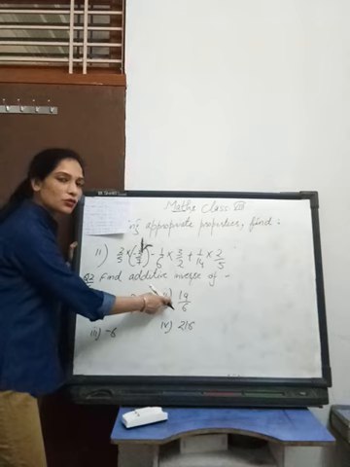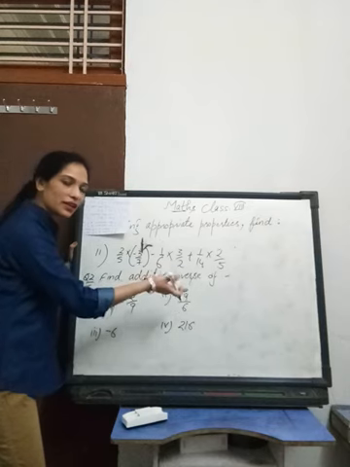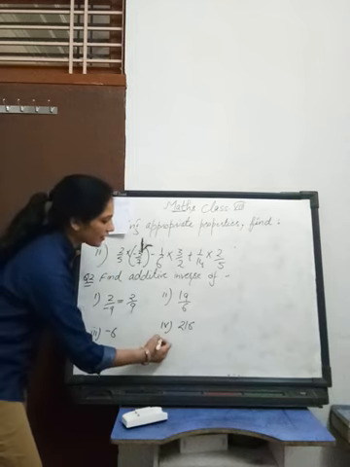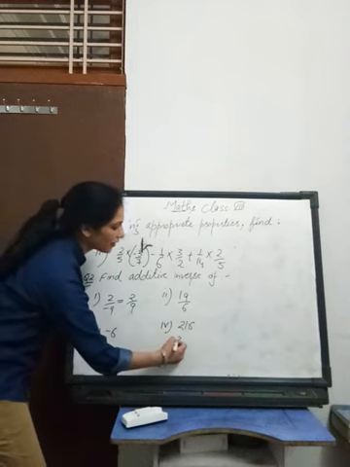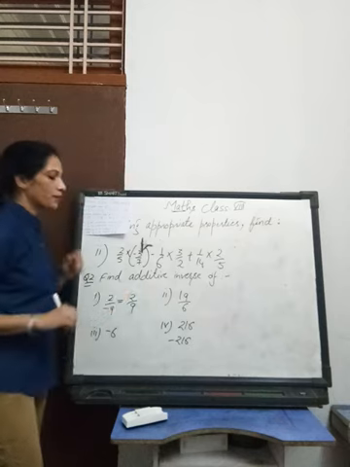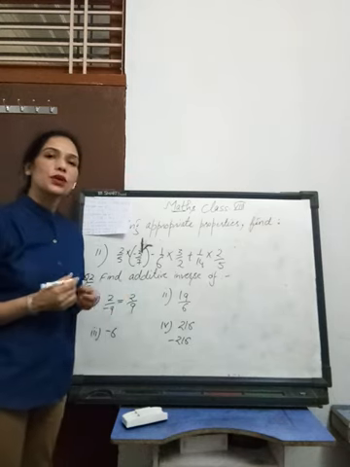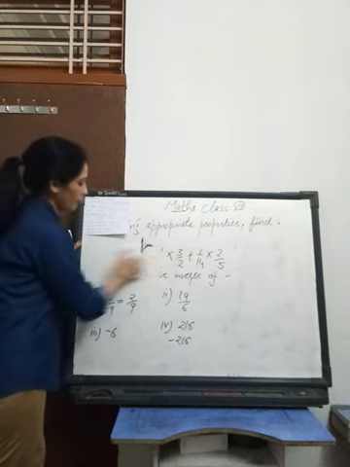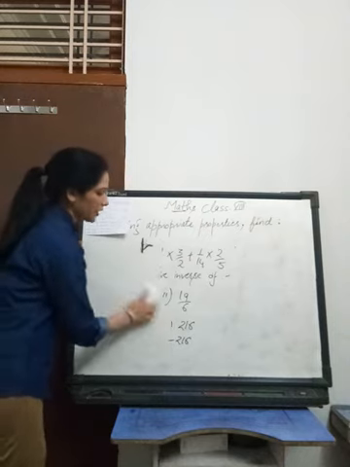Second part you have to do, positive is here, so you have to write the negative one. Minus 6, you have to write the positive one, and the last, 216 is given, and the additive inverse of 216 is minus 216. Clear? Now question number 3 we have.